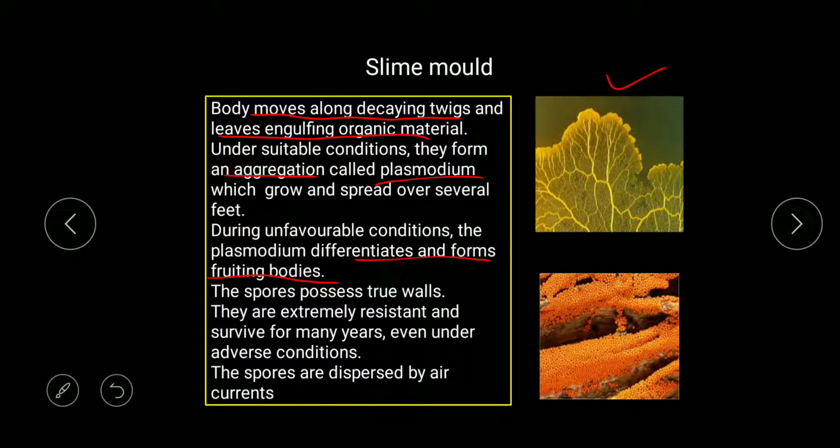So remember, in slime molds, during favorable conditions they form a multinucleated structure known as plasmodium, and in unfavorable conditions they form fruiting bodies. They also produce spores. We will discuss the life cycle later on. These spores have a cell wall, are extremely resistant, and survive for many years under adverse conditions. The spores are dispersed by air currents, by the wind, so they reach their proper substratum.